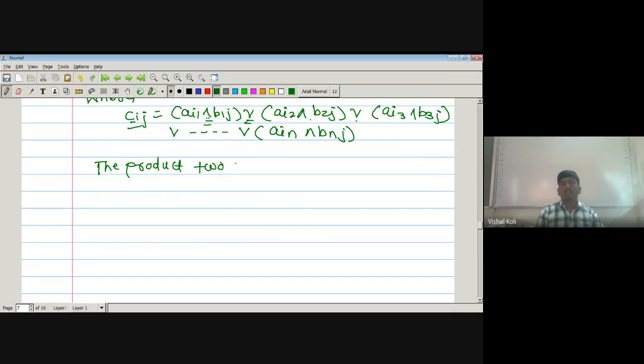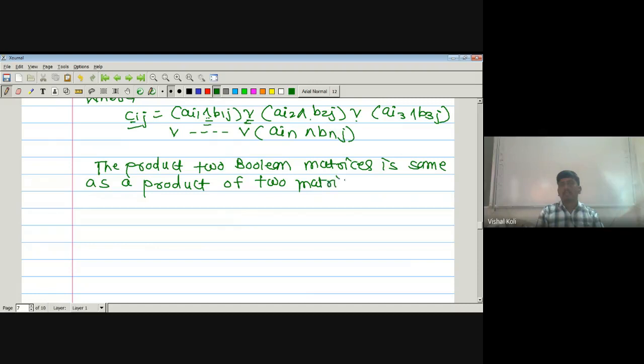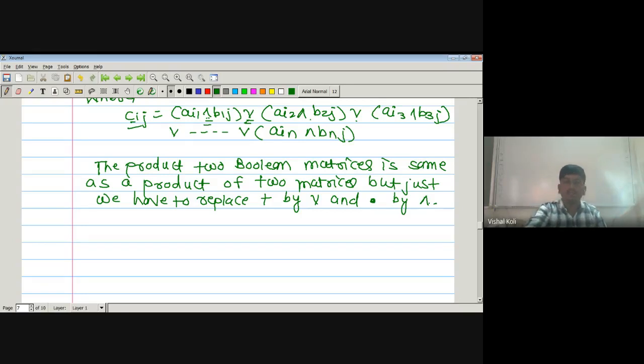The product of two Boolean matrices is the same as the product of two matrices, but just we have to replace the plus sign by join and the multiplication sign by meet. Okay, then we get the corresponding matrix A into B. Let us see its examples.